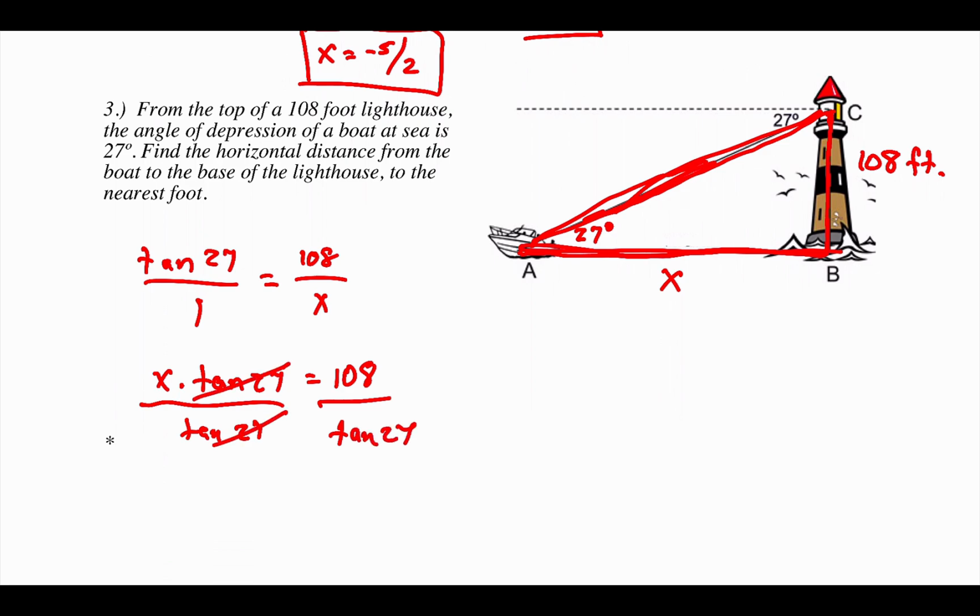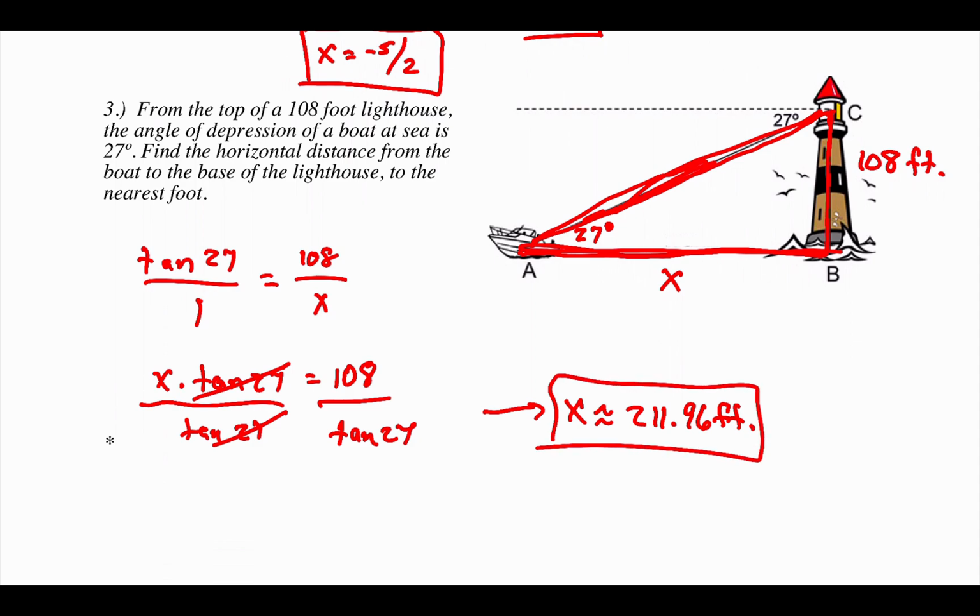And therefore, that takes us to, somebody help me out on this one. I don't know what the answer is. It says to the nearest foot. What is the answer on this one? What do you get when you do 108 divided by tangent of 27? I got 211.96 feet. 211.96, yes? Okay, I see some. So 211.96 is what you get. And if we rounded to the nearest foot, we would then go 212 would be our final answer. Well, there's where we're at.